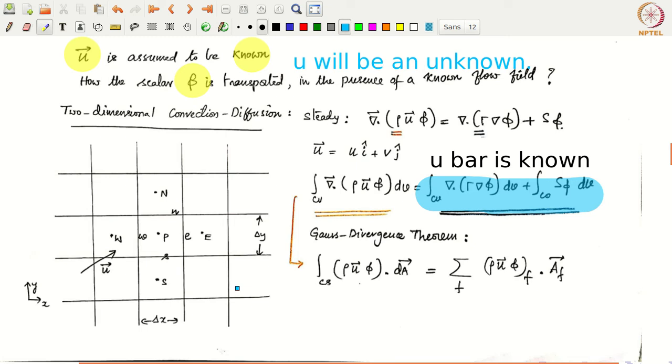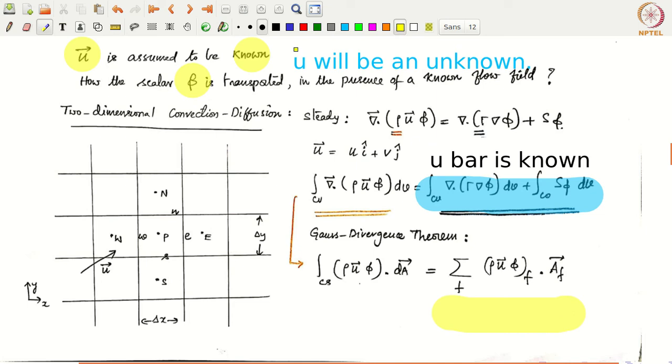For example, what would be A east bar? A east bar would be delta y times i cap. Similarly, A north bar would be delta x times j cap. All these things are already known. Now we have to focus on evaluating this quantity, rho u bar phi f dot A f bar, on all the faces. Once we know how to solve this, then we can actually solve the convection diffusion equation.